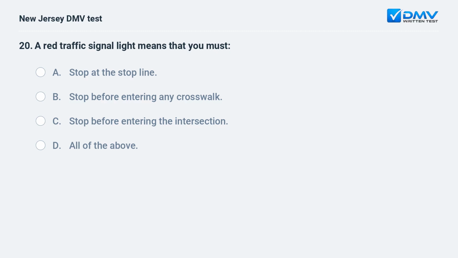A red traffic signal light means that you must A. Stop at the stop line. B. Stop before entering any crosswalk. C. Stop before entering the intersection. D. All of the above.